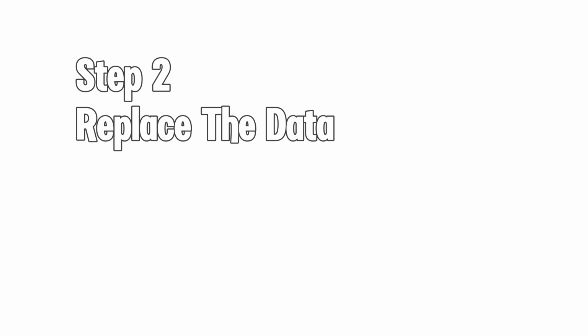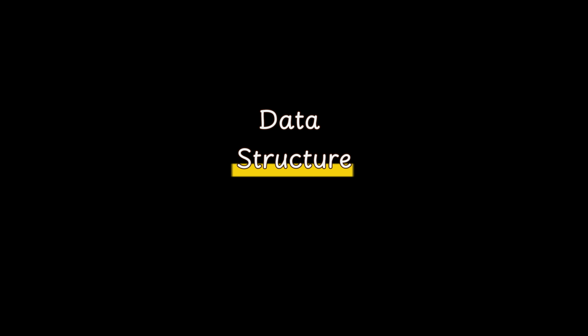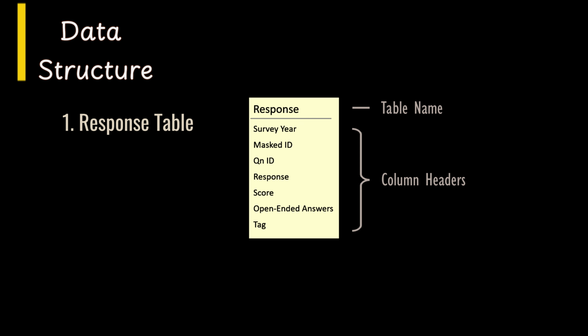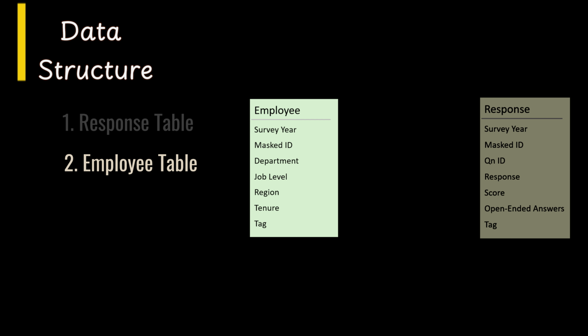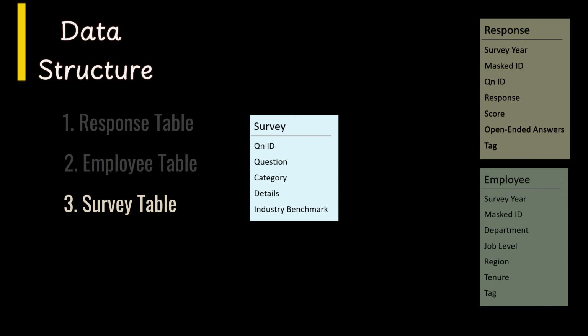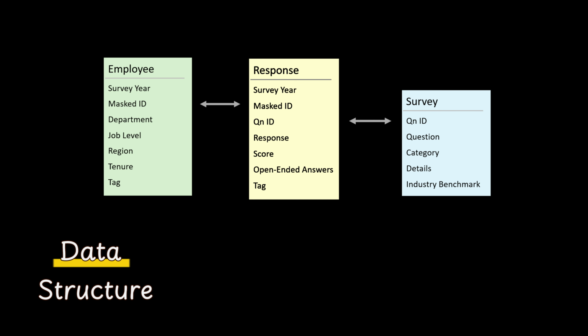Step 2. Replace the dataset. Before getting to the Excel dataset, here's a quick overview of the data structure. The main data table, response, contains key survey data, such as survey year, masked ID, question ID, response, score, open-ended answers, and tag for current year or last year. The next table, employees, provides the respondent details, including survey year, masked ID, department, job level, region, tenure, and tag. The last table, survey, holds survey details including question ID, questions, category, and industry benchmark. These tables are linked via key fields, enabling rich insights across various metrics.